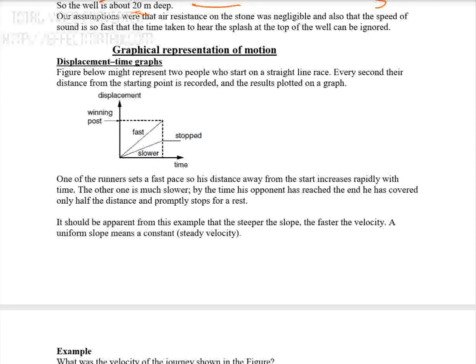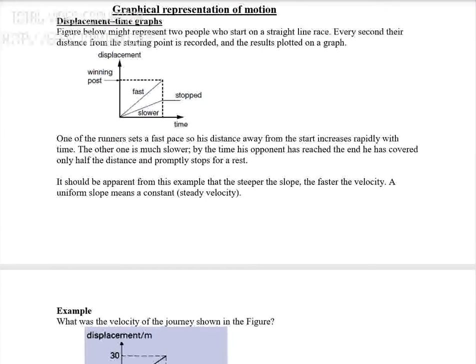In the displacement-time graph, we will represent the displacement on the y-axis and time on the x-axis. From this, the slope of this graph, the slope or gradient of the graph, gives us what? Velocity.